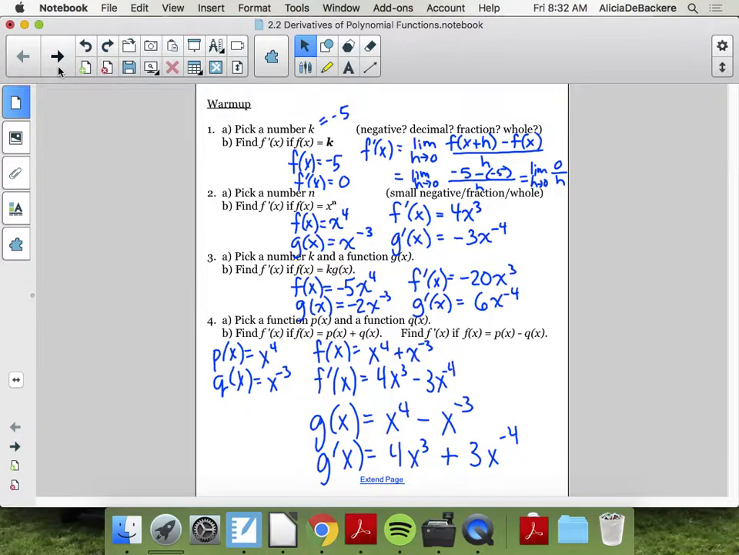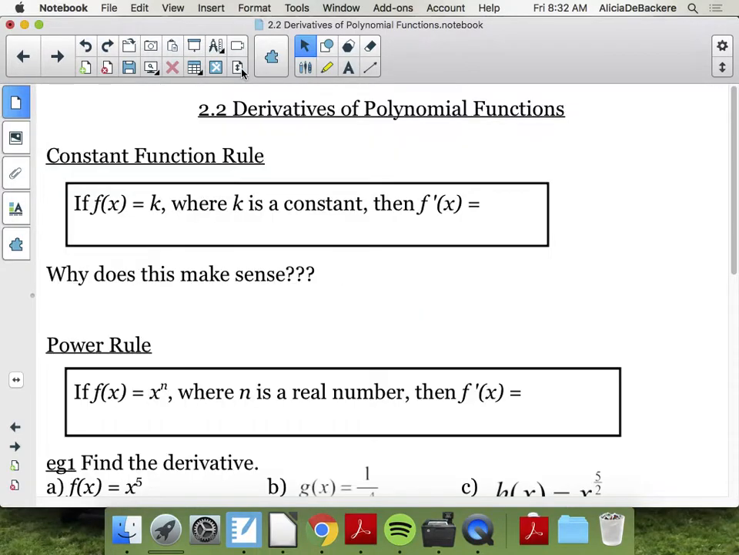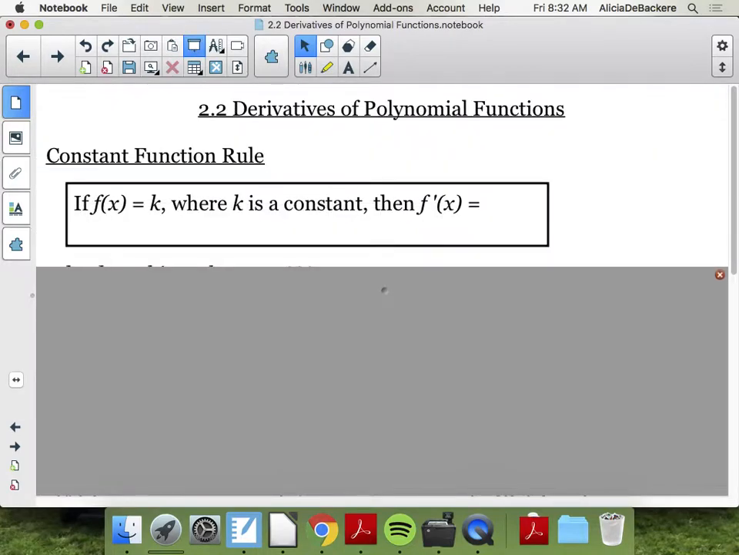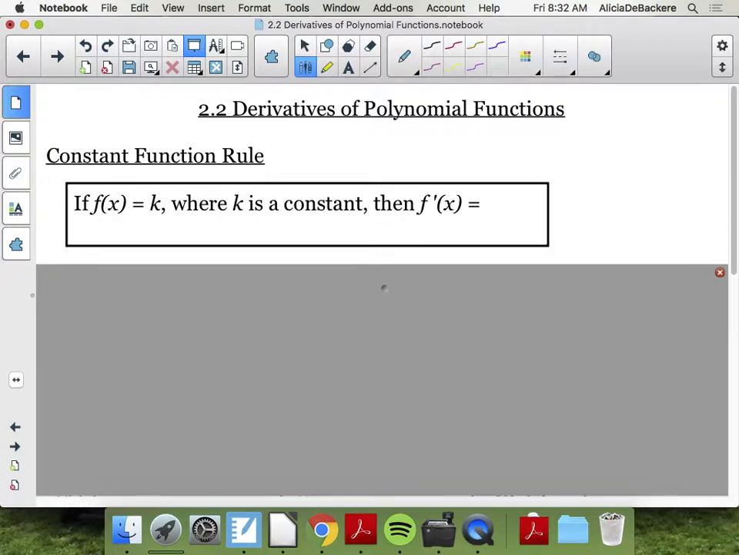So we're going to summarize in our note today. Today we're talking about the derivatives of polynomial functions. And so the first rule that we have is our constant function rule. So if f at x is equal to some constant number, so we're just picking a number for k, then the derivative is always going to be equal to 0. Another way for me to write this would be dy dx, that's my Leibniz notation, and I would say that it is equal to 0.